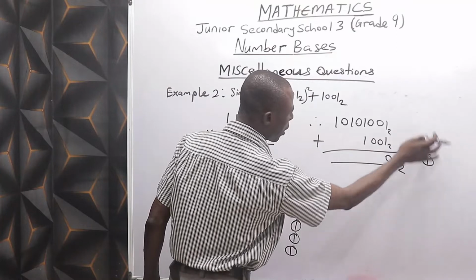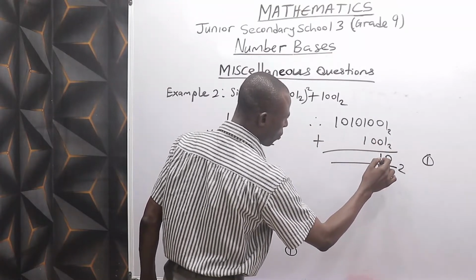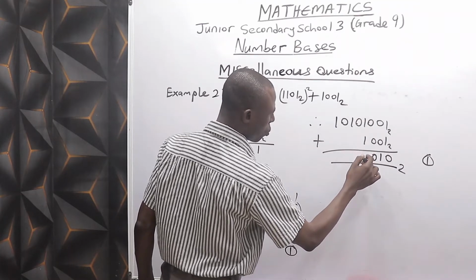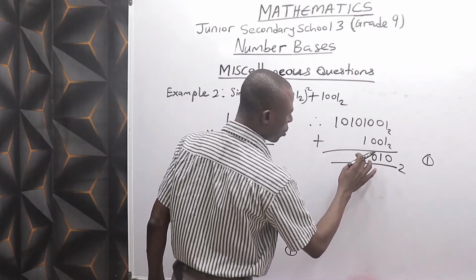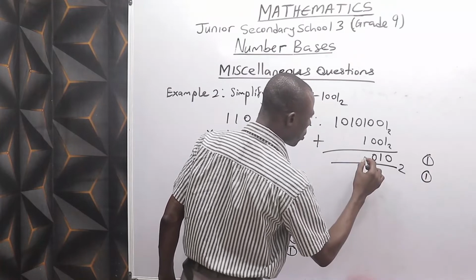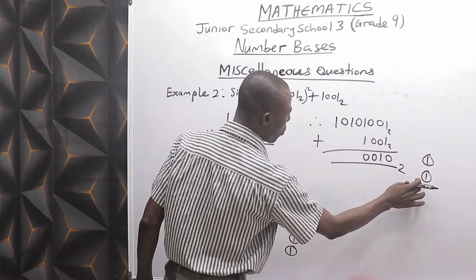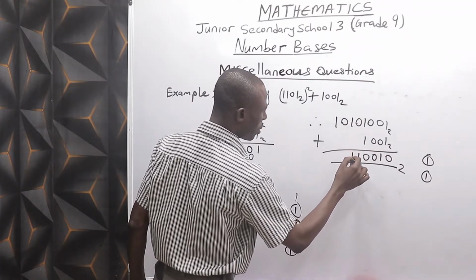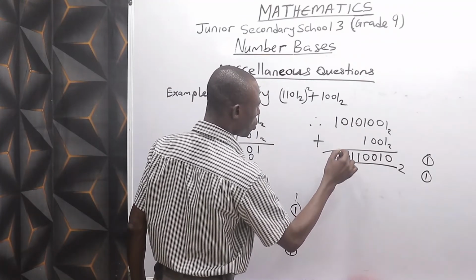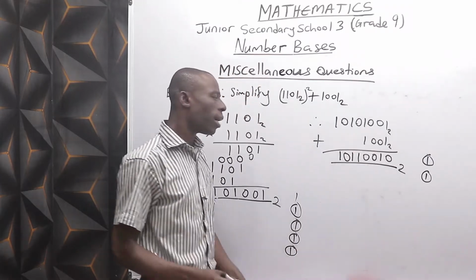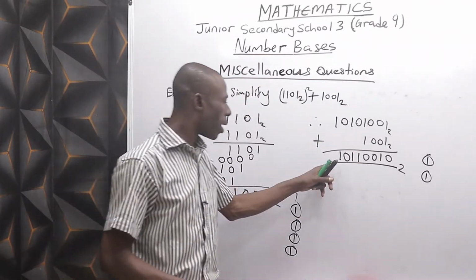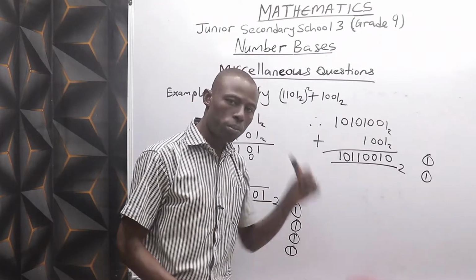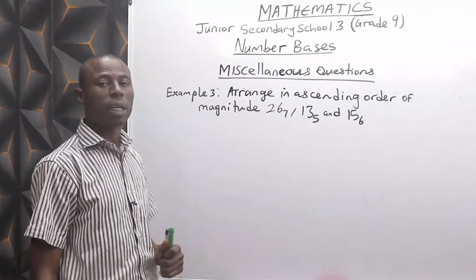The 1 we carry here, add it to these two zeros, making 1. 0 plus 0, 0. 1 plus 1, 2. But you cannot sustain the 2. 2 into 2, 1, remainder 0. The 1 we carry, add it to this 0, making 1. This 1, this 0, then this 1. So this is the final answer. The final answer is 10110010 base 2.